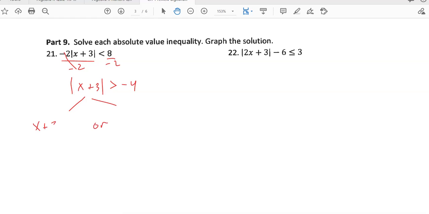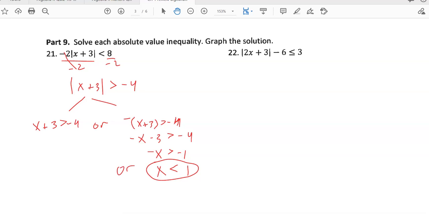So you're going to have x plus 3 is greater than -4, or, and I'm going to make that side negative there, so it's -4. So this will be -x minus 3 is greater than -4. Add 3, you get -x is greater than -1. Divide by -1, you get x, and you flip to less than. So it should be x less than 1.